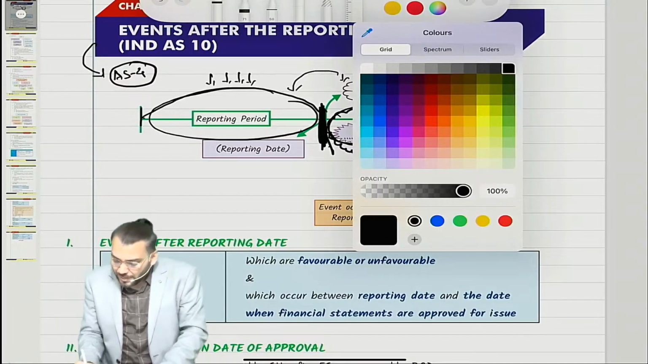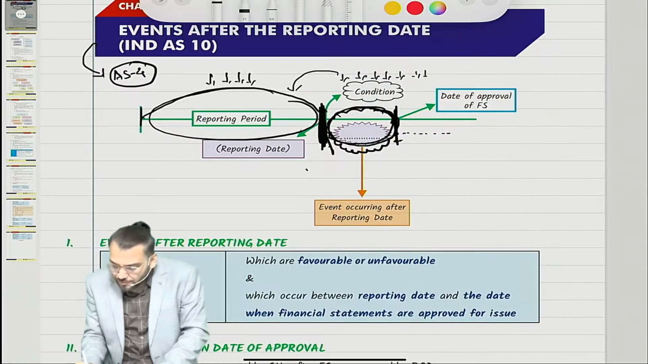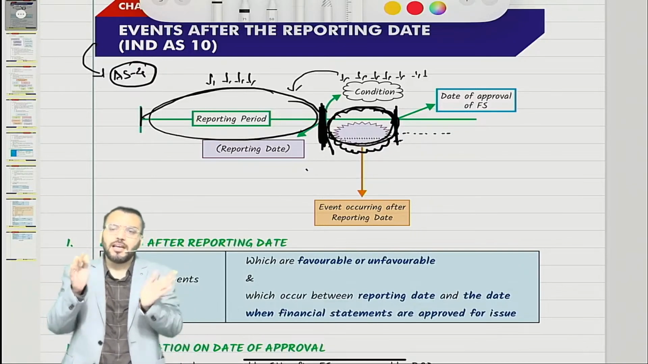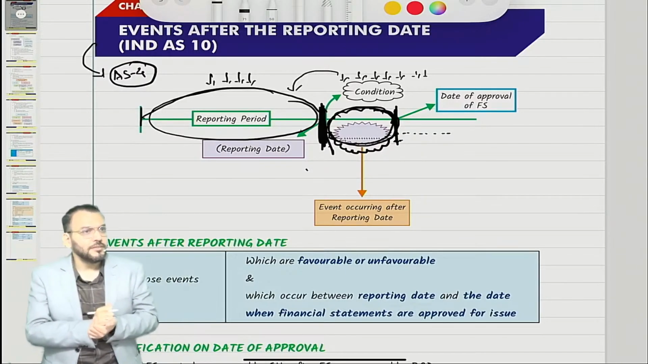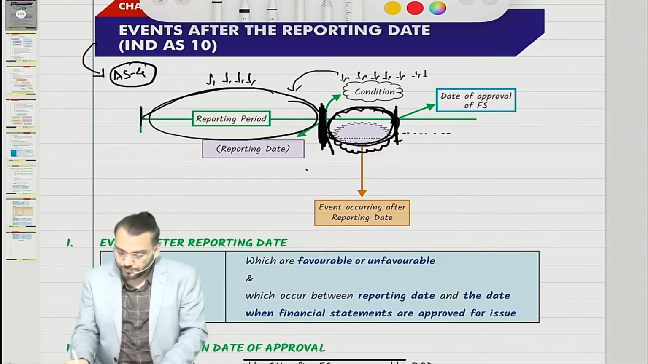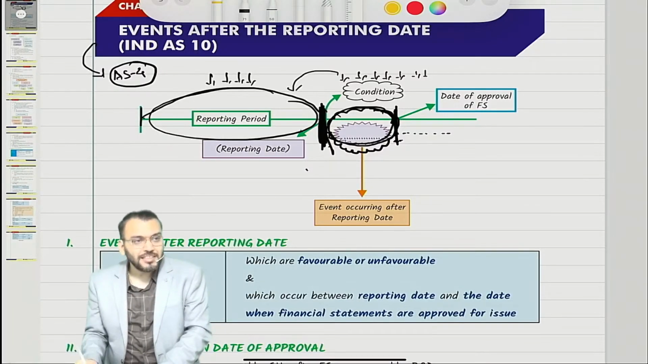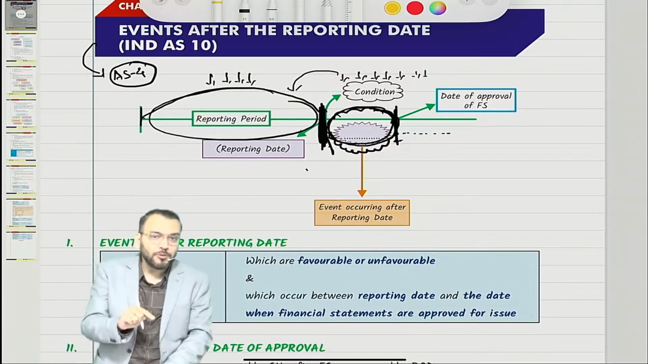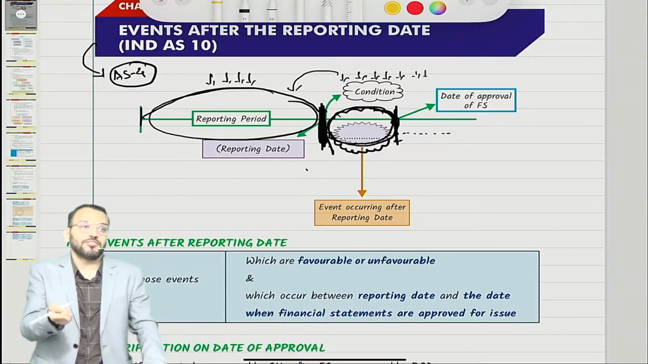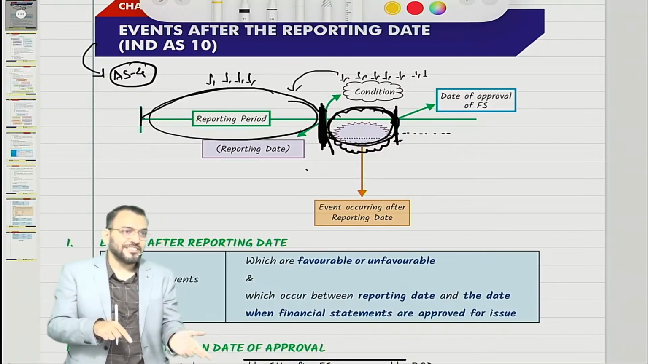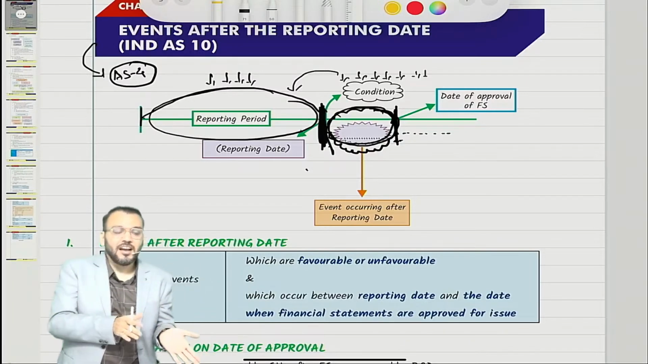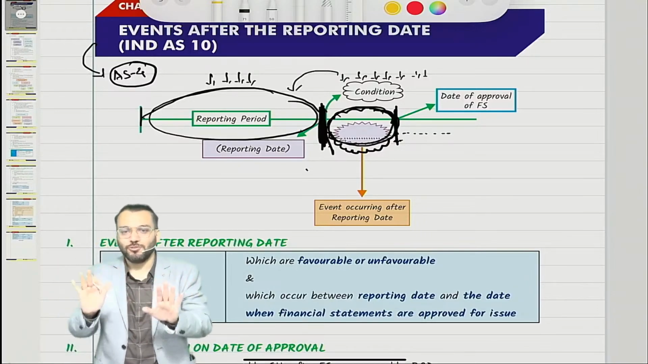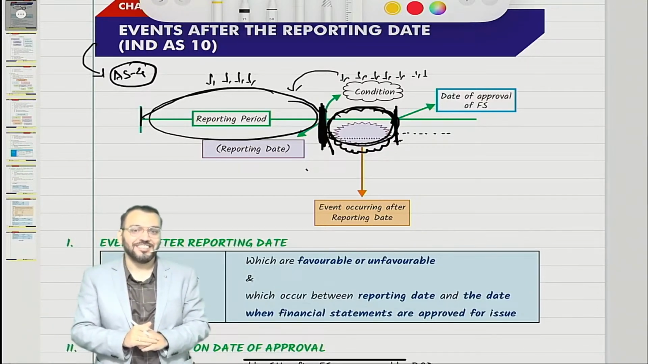Next point. When I am saying date of approval of financial statement, what is this date? Which date will be the approval date? Tell me. Whether it is the date of approval given by the board of directors, or the date of approval given by shareholders. Shareholders or directors? How many are saying directors? How many are saying shareholders? It is not shareholders, it is directors.